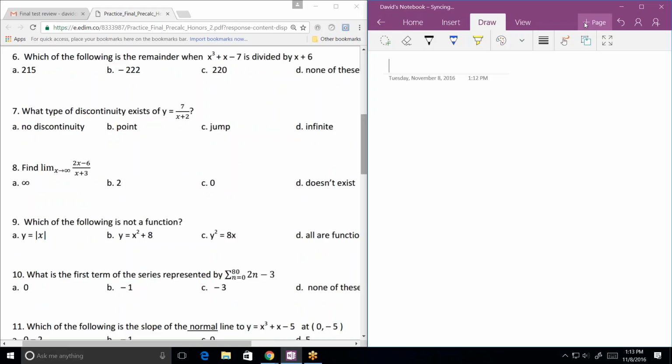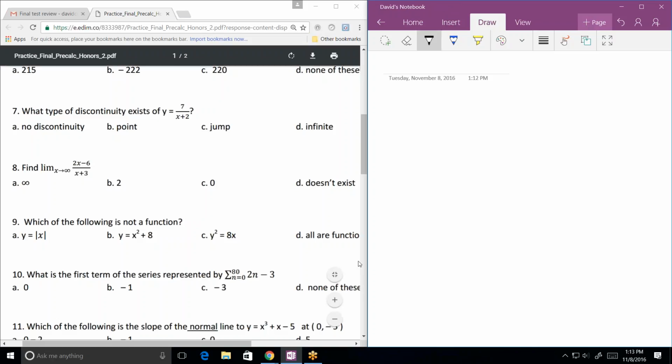How are we going to solve number 6? This is tough. Long division. The only way to solve it. I guess you could solve it by synthetic division. But if you don't know how to do long division, let's teach you right now.